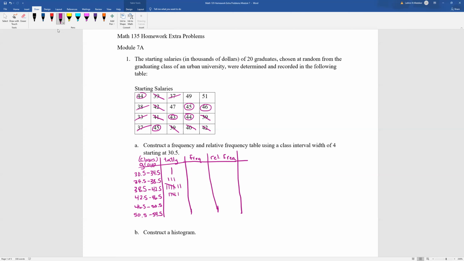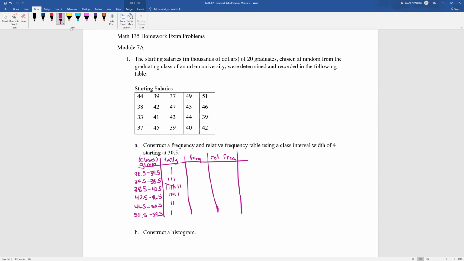And then 47 to 50. That's going to be 1, 2. And then 51 to 54. There's only 1. So sometimes marking these out helps. I usually erase it afterwards because I want to be able to see my numbers again. But that helps us figure out what's in what group.